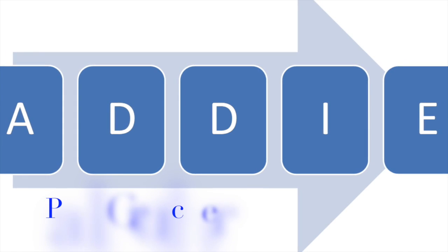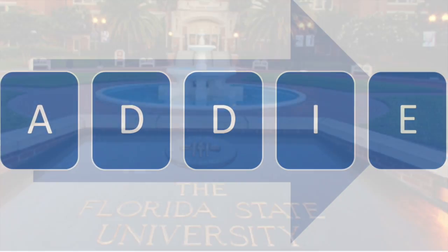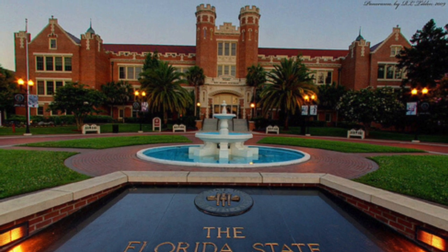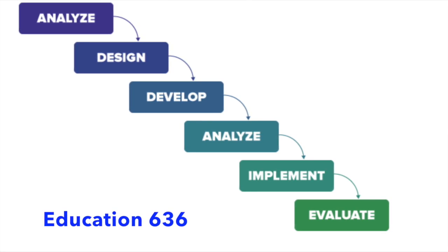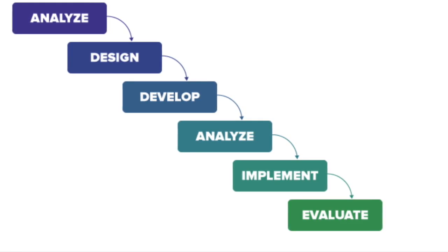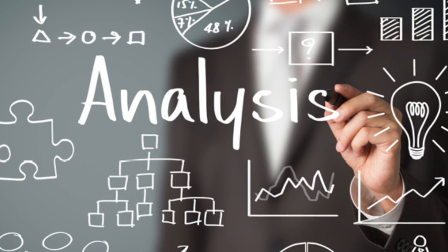What is ADDIE? ADDIE is an acronym for an instructional design process developed in the 1970s at Florida State University's Center for Educational Technology. Originally designed for the military, every letter of ADDIE connects to one of the model's essential functions.